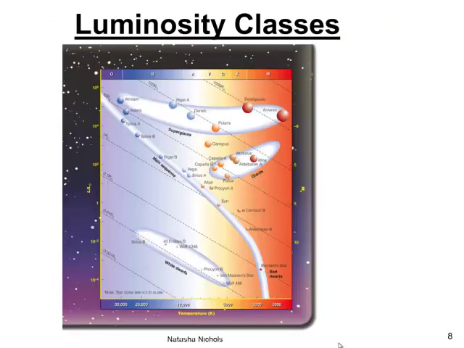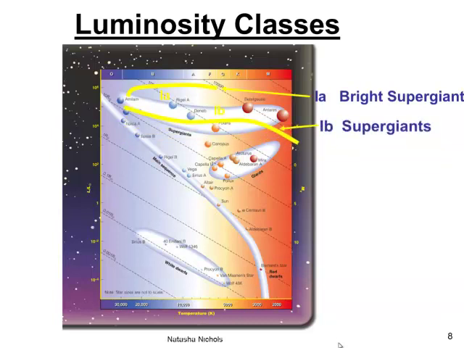So here's a closer look at luminosity classes. The background color in this HR diagram indicates the temperature of the stars. This classification scheme of luminosity classes allows us to distinguish between the bright supergiants, which have class 1A, such as Rigel, and the regular supergiants, classification 1B, such as Polaris, the North Star.